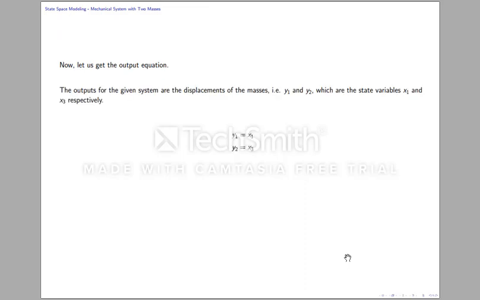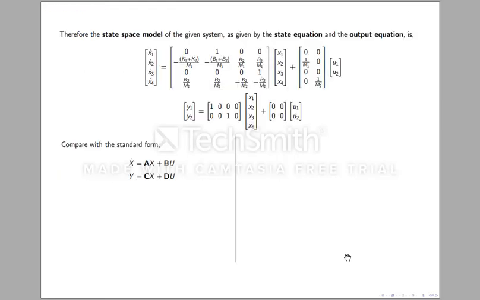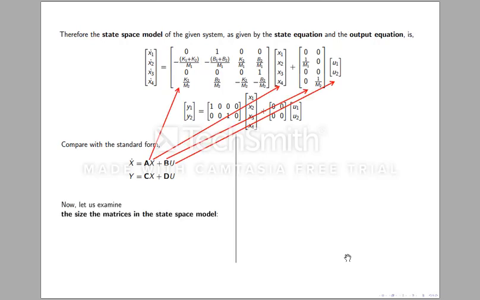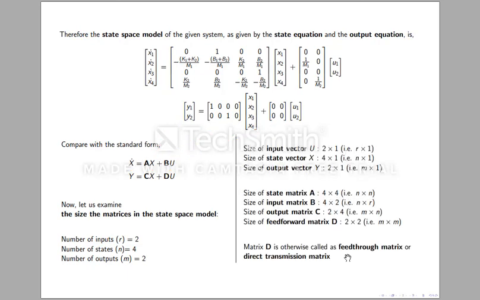Now we have to get the output equation. Outputs were defined and they also were written in a matrix form, and the state equation together with the output equation gives you the state space model, and we compared it with the standard form, and then we defined the size of the various vectors and matrices in the state space model. So here we end this lecture, and in the next lecture we will see how to get the state space model of an electrical system with more than one loops and more than two energy storage elements.